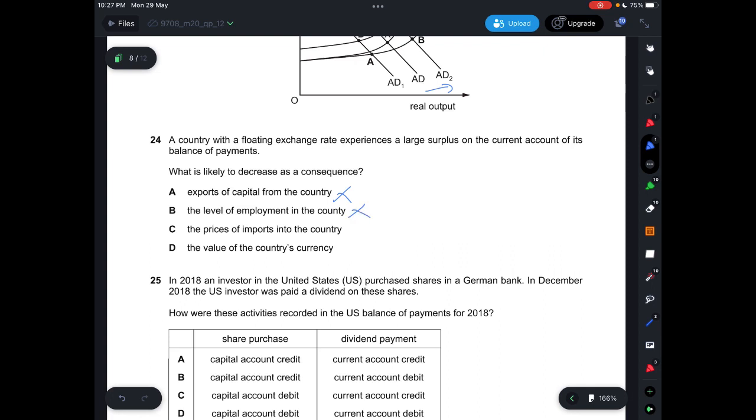And then C, it says the price of imports in the country. Yes, because there's a large surplus on the current account of its balance of payments. Your inflow is more than your outflow, so your import prices would then decrease. And then D, it says the value of the country's currency. Nope, it's not going to decrease, because now you hold more of your own currency, so that means your currency is now more valuable, so the price of imports would now become lower.